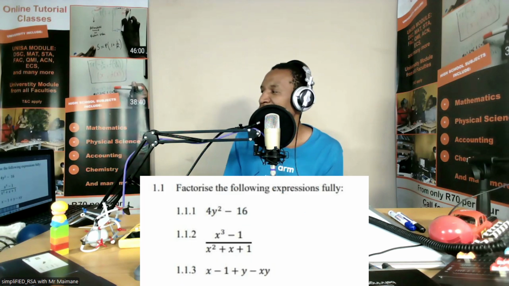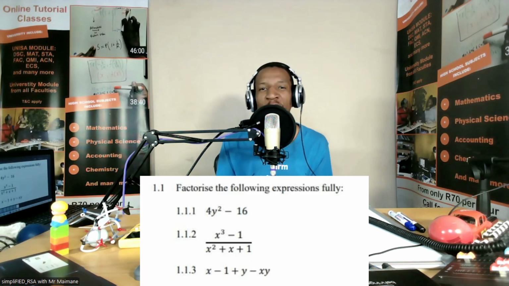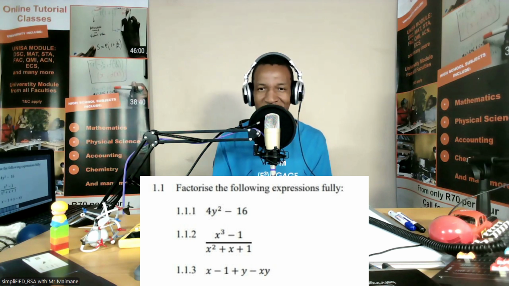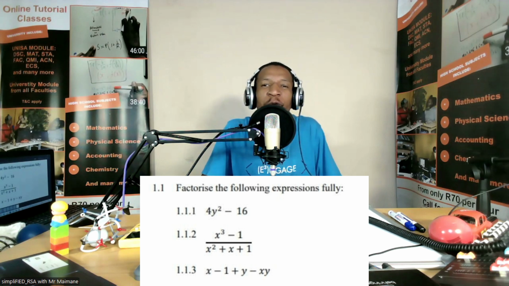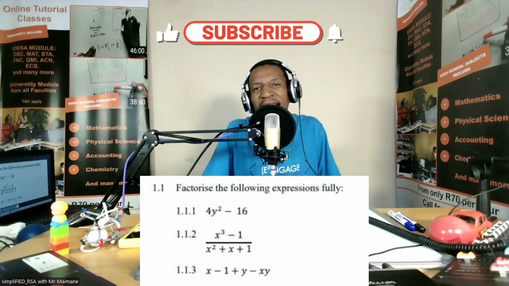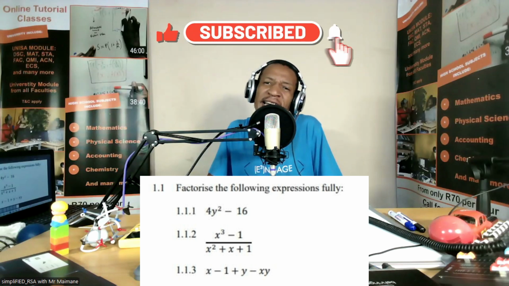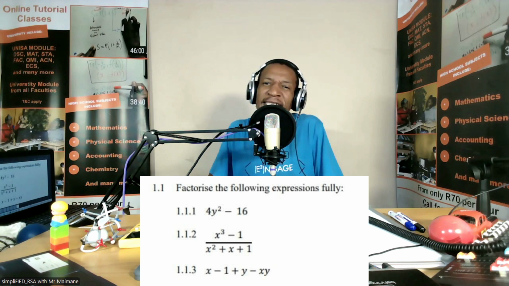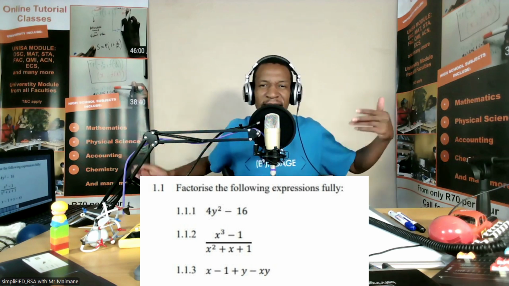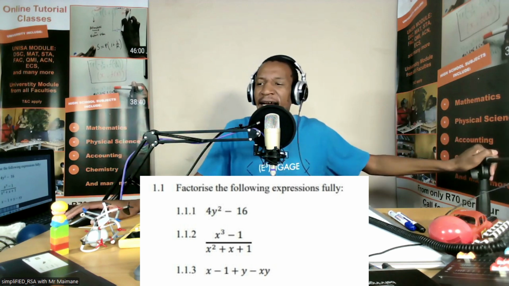Again, today we have to factorize the following expressions, and you have to factorize them fully as indicated. Now, we all know that we have different types of factorizing equations. You can factorize equations by taking out the common factor. You can factorize equations by grouping. You can factorize equations in different forms, like I say. With this one, let's go and apply.